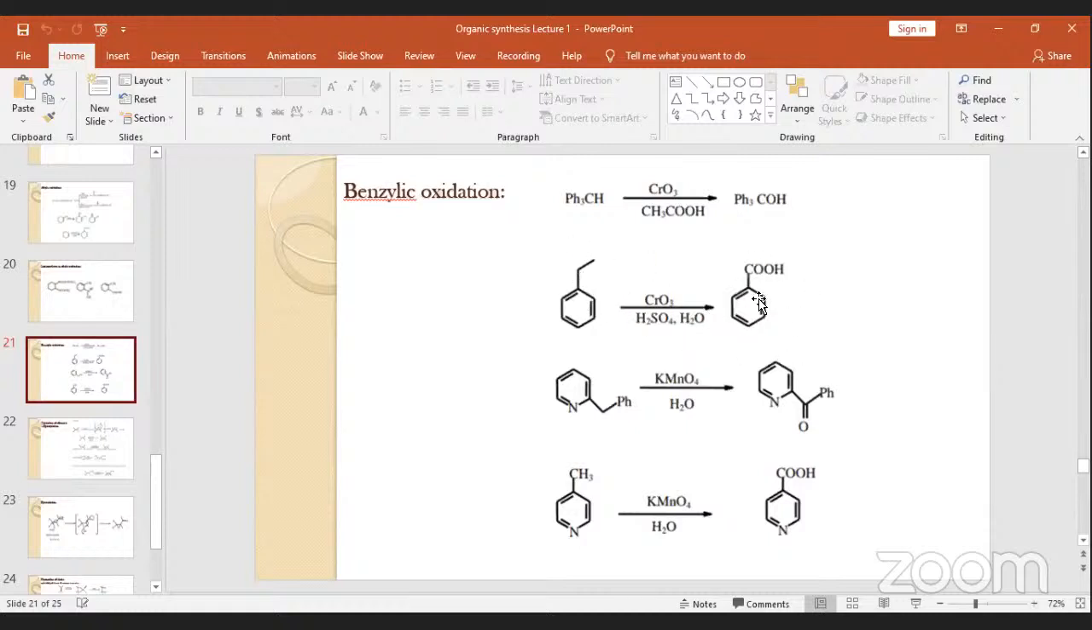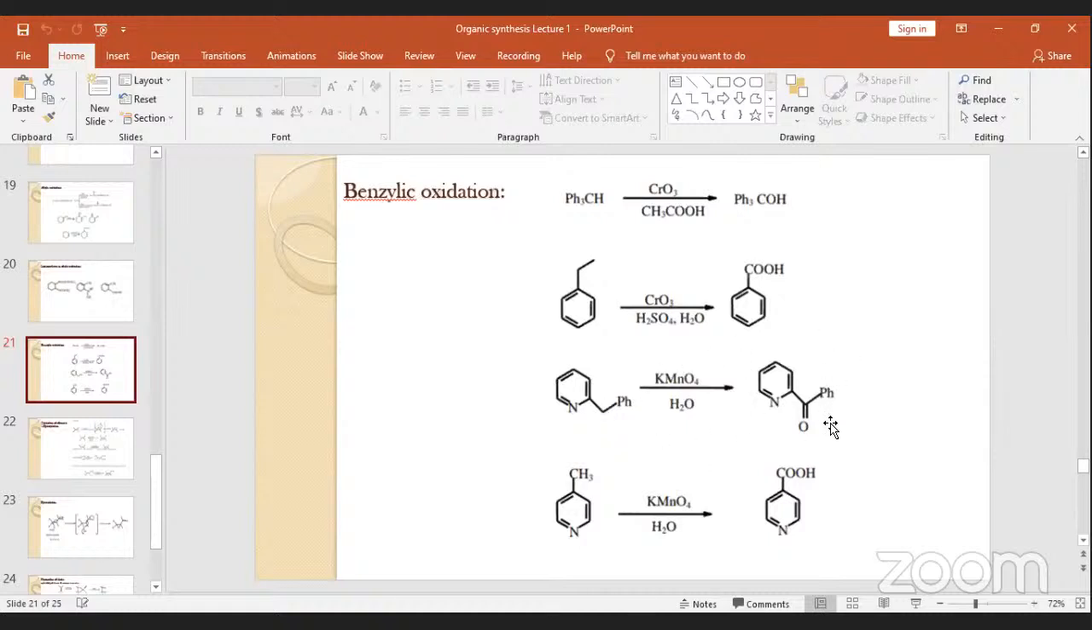Ethyl benzene can be oxidized to benzoic acid. This is side chain oxidation, we have already seen. Okay, but here the benzylic position is being oxidized, so separately I have given an example. First the benzylic position is oxidized, and further oxidation leads to benzoic acid. Okay, and chromium trioxide, this reagent is really useful for that conversion. And here you see, what is the benzylic position? This is the benzylic position.